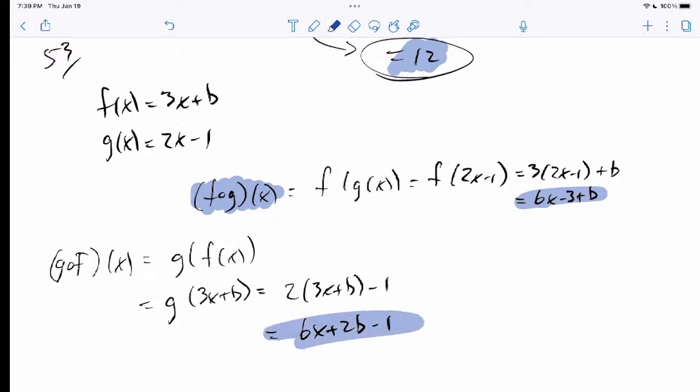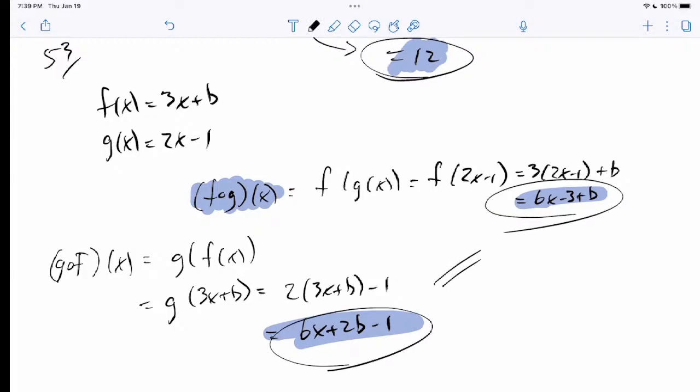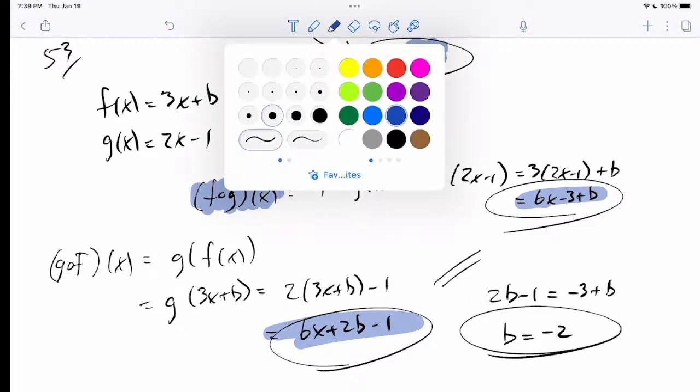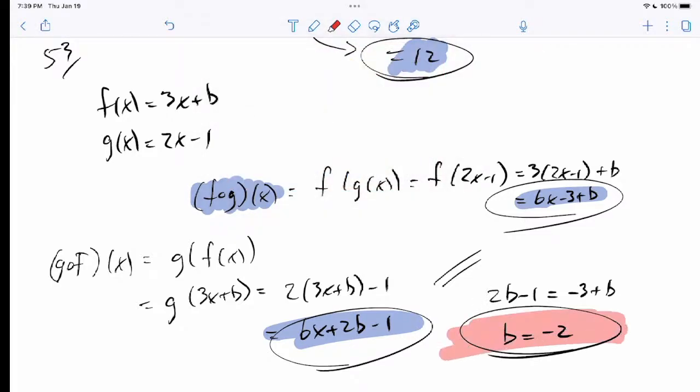So I did composition both ways. If I set these two equal, you'll see the 6x's cancel. I get 2b minus 1 equals negative 3 plus b, or in other words, b equals negative 2. So for these functions to be commutative with composition, for 53, b has to equal negative 2. Kind of interesting question.